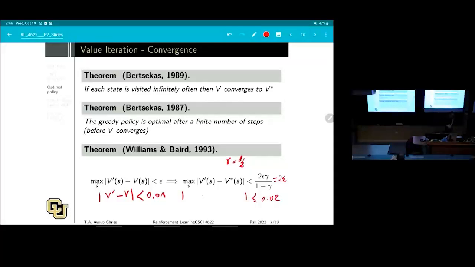So if I choose a discount rate of 1 over 2, and I can find an upper bound on the difference between the old value function and the new one, I can estimate the bound between my new update and the optimal function.